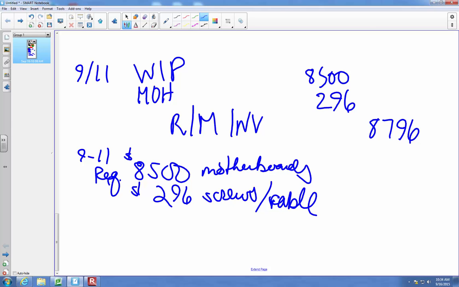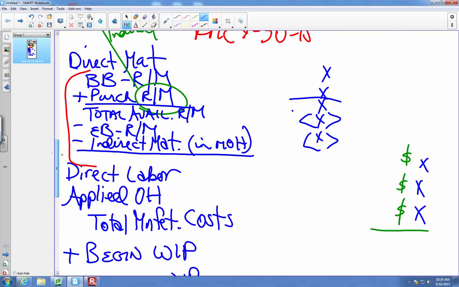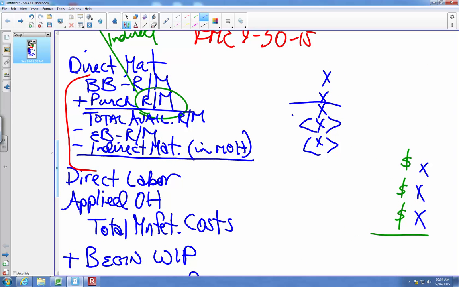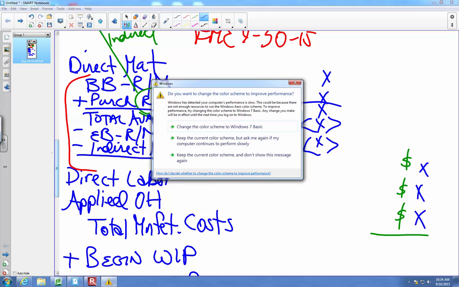The reason I wanted to go over that was to make the point that when you're doing your cost of goods manufactured, raw materials and direct materials are not synonymous terms, are they? Anything that you pulled out of raw materials inventory, like this, that went in as a debit to manufacturing overhead, you've got to subtract where I told you to subtract that number. Right here, minus indirect materials in MOH.